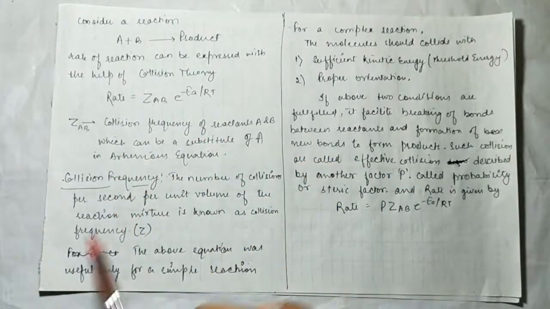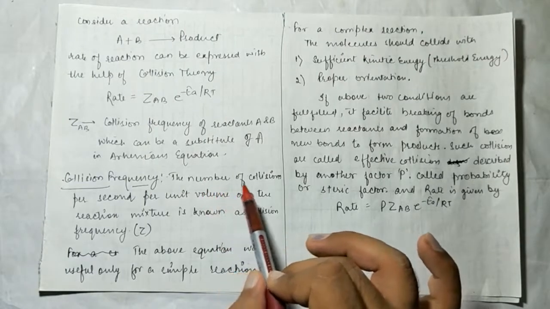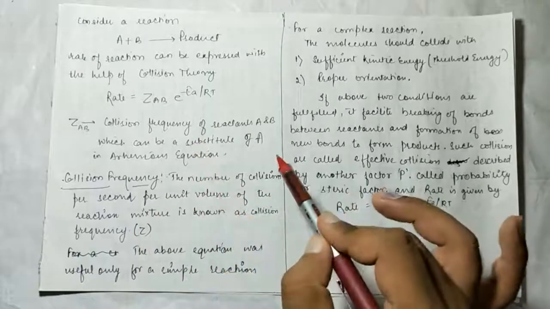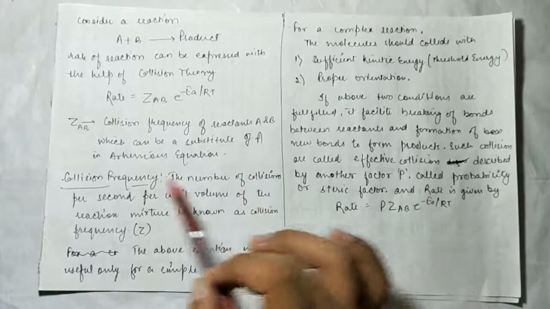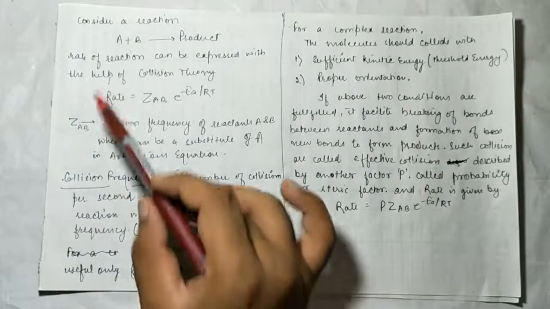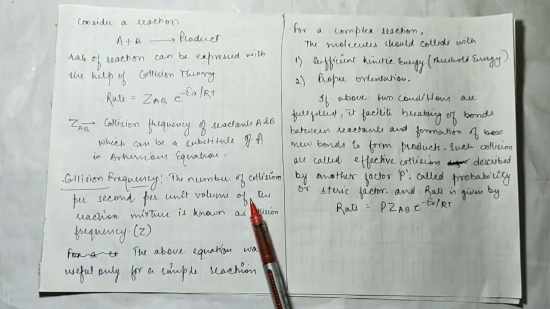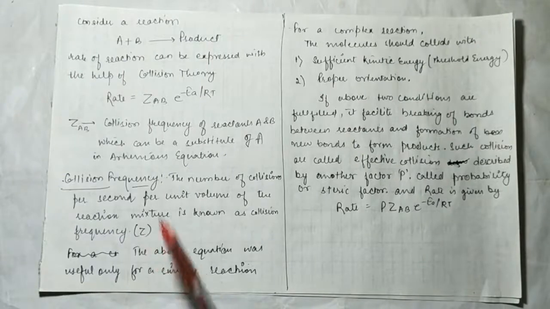Okay, now collision frequency. What is collision frequency? Collision frequency is the number of collisions per second per unit volume. एक यूनिट वॉल्यूम में कितने collisions होते हैं एक सेकेंड में, जो अलग-अलग particles हैं उनके बीच आपस में collision, that is called collision frequency. Okay, this is denoted by Z.